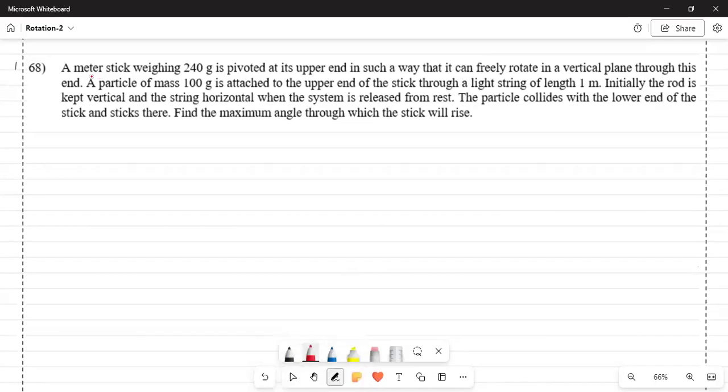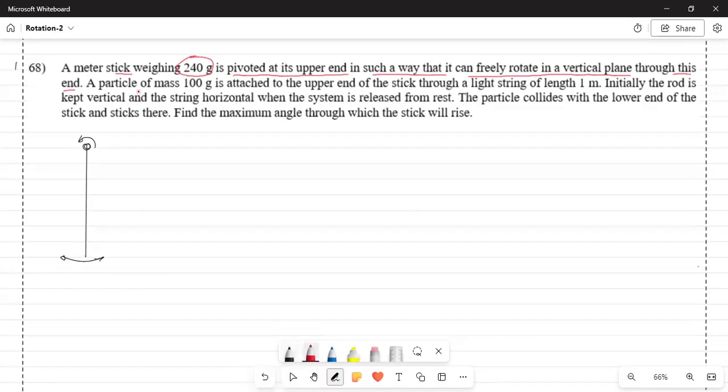Let's say a meter stick, that means a stick of 1 meter long and weighs 240 grams, is pivoted at its upper end in such a way that it can freely rotate in a vertical plane through this pivot, through this end. That means there is a meter scale. Say this is a meter scale, and here is a pivot, and it is free to rotate against this pivot in a vertical direction like this. It's free to rotate in any one of these directions.